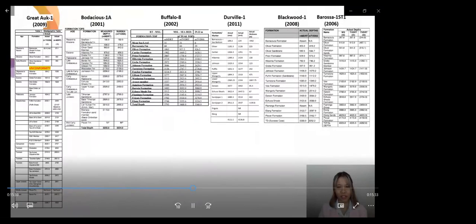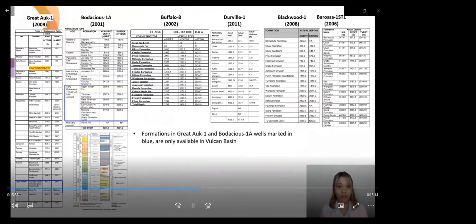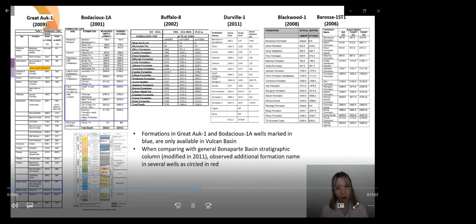Similar to stratigraphic chart, we can also compare tables containing formation tops which are automatically classified as such in ElasticDocs. The formations that are only available in Vulcan sub-basin are marked in blue box. And then next, we've also compared the formation tops with the general Bonaparte Basin stratigraphic chart as our reference, which was modified in 2011. From our observation, we see that there are still a lot of discrepancies and additional formation names which we have circled in red.